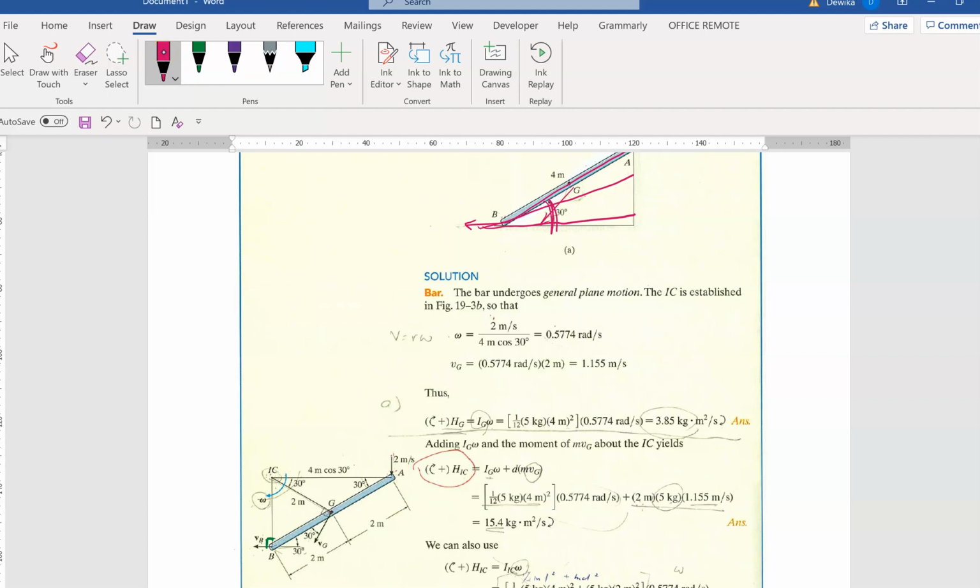Okay. So you know this, you know this 30, 2 meters here. Everything you know already. Now let's start solving the question.